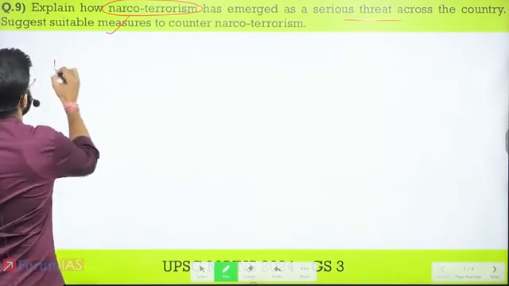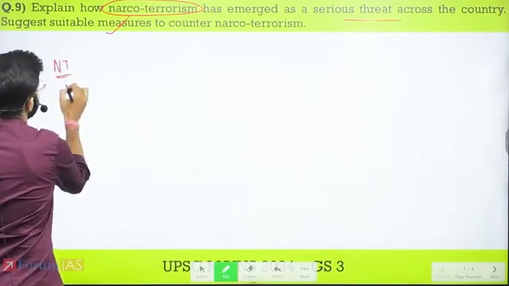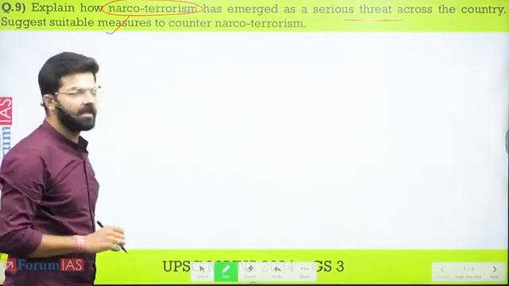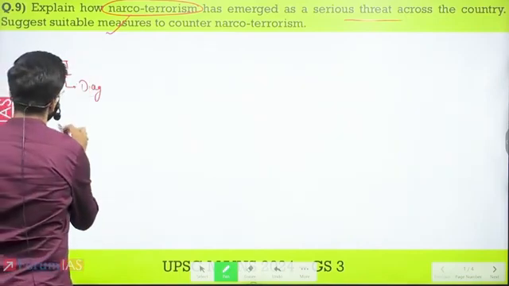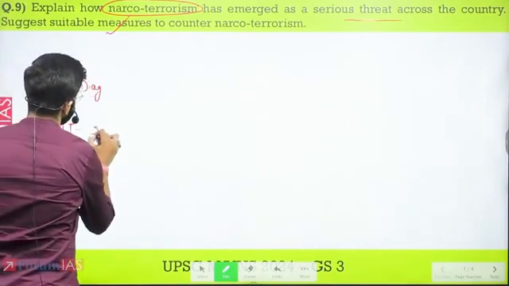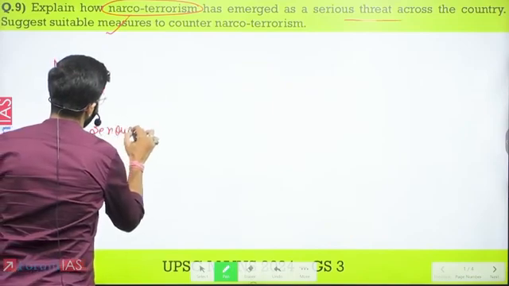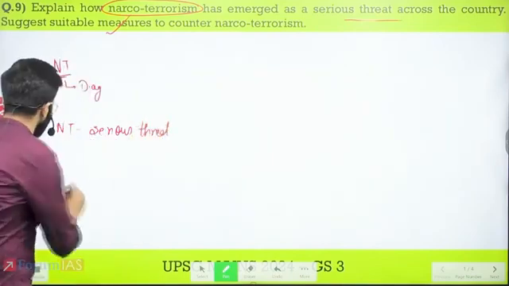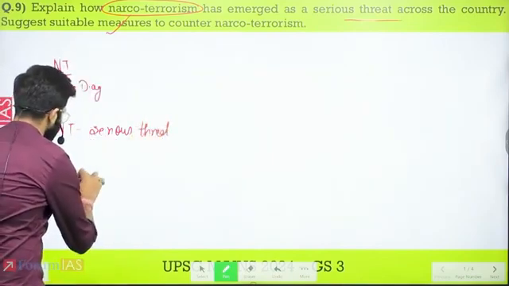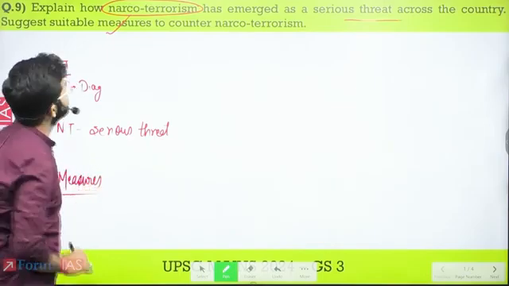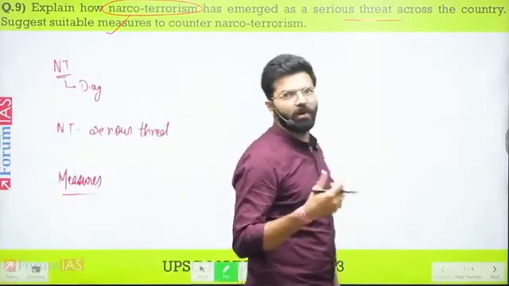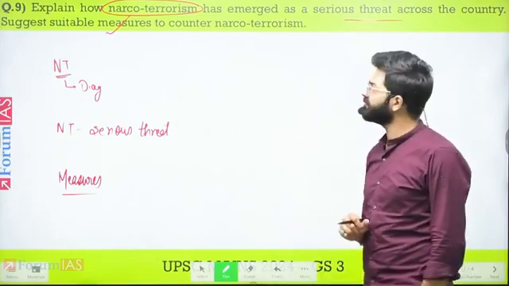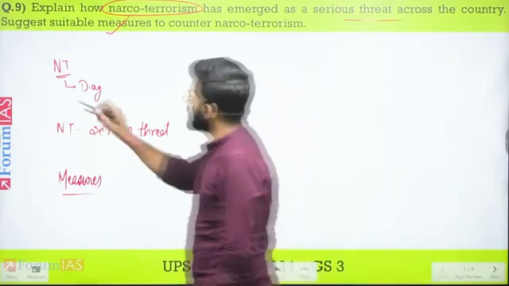First, we'll be talking about narco-terrorism. If at all required, we can also draw a diagram. Yes. Then we'll be discussing how it is a serious threat. You'll be talking about different dimensions here. Then we'll be giving measures. Suggest suitable measures. If required, you can also mention certain measures that have already been taken. Right? Now, what is narco-terrorism?